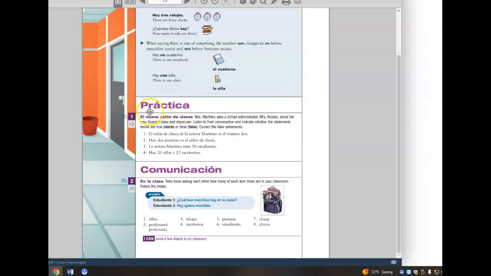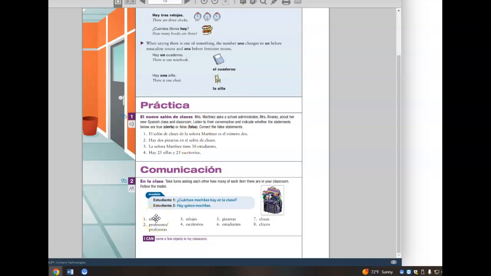We did practice activities 1 and 2. Last class, we listened to the conversation between Mrs. Martinez and Miss Alvarez, describing her new Spanish class and classroom, and then based upon the conversation, you indicated if the statements were cierto, true, or falso, false, and if they were false, you corrected the statements in accordance with the conversation that we listened to.